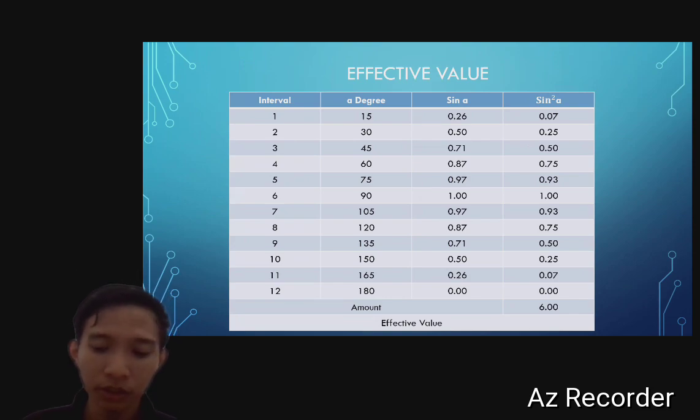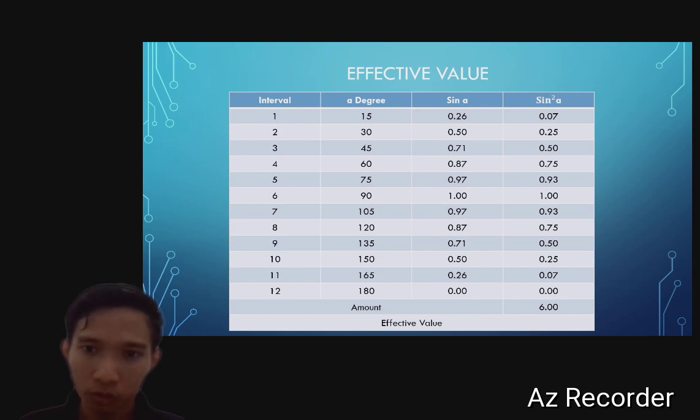And next, we need to talk about the effective value. The effective value is the same as the average value, which only counts half a circle, and not like the instant value, which has 360 degrees. In one interval, it's around the same, sin alpha is 0.26, but for the effective value we square the sin alpha, and squaring 0.26 we get 0.07.